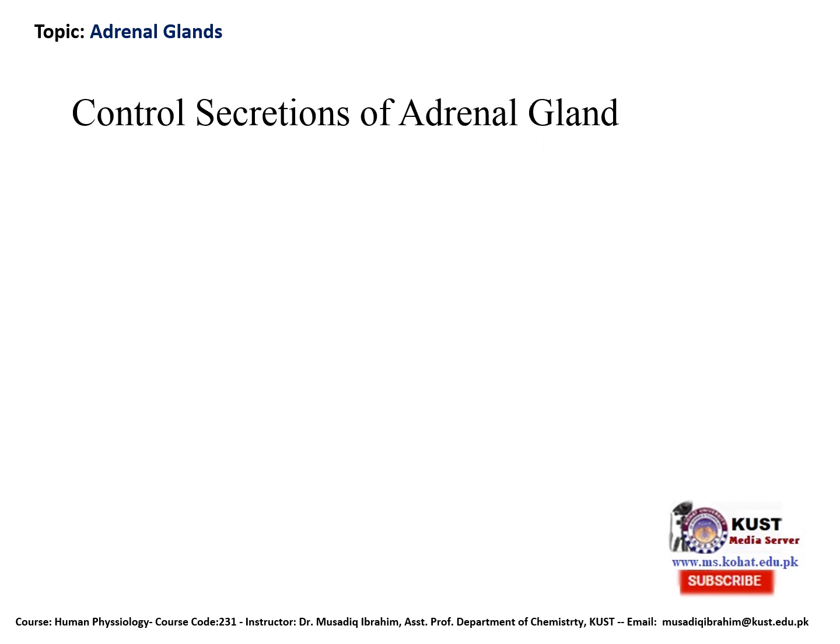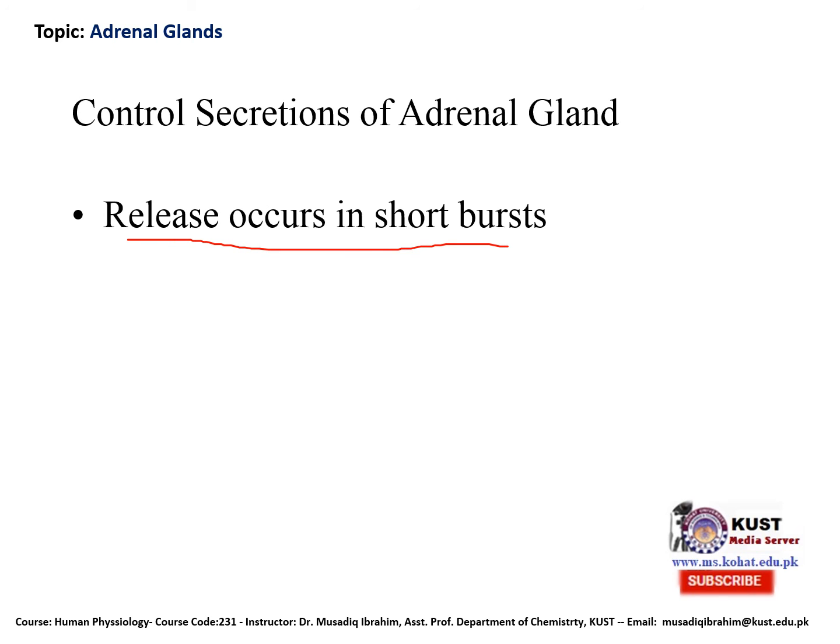Right. So the controlled secretions of adrenal glands. This means that the adrenal glands secrete their hormones in a controlled manner. The release of the hormones takes place in short bursts. So it means that the adrenal gland secretes its hormones in small quantities.